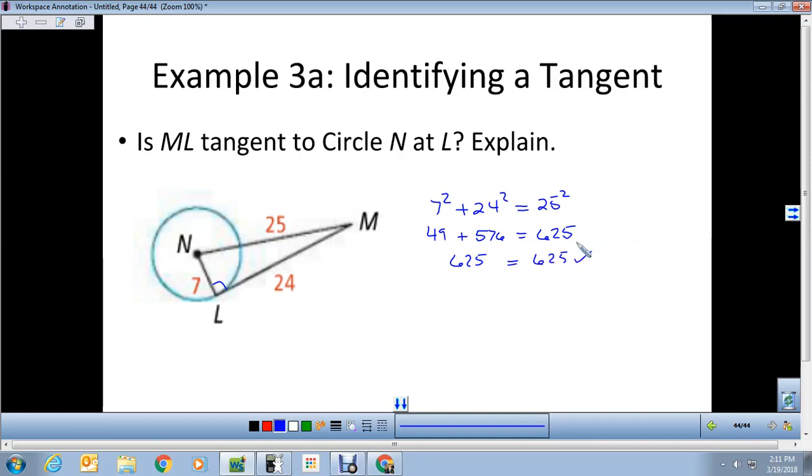And because this is true, then we say that yes, ML is tangent to circle N at L. So ML is tangent to circle N at L.